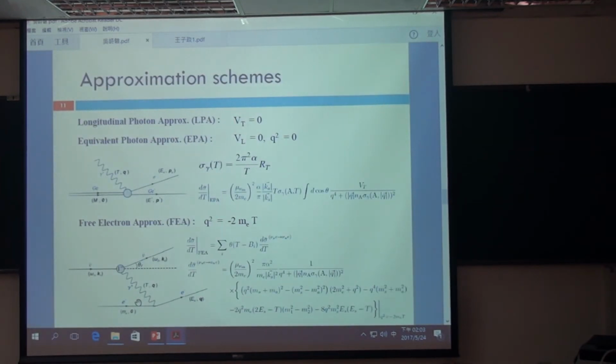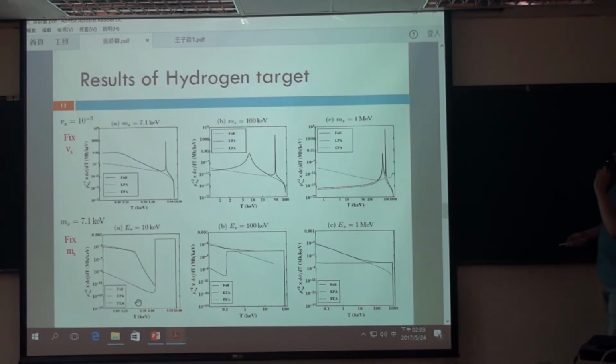And we also can have some approximation schemes. For example, like EPA, the equivalent photon approximation, where we approximate the sterile neutrino current like a real photon. Then we can approximate the response function by photo-absorption data, or use another approximation like FEA, which treats the target like a free electron. So we can quickly get to some results.